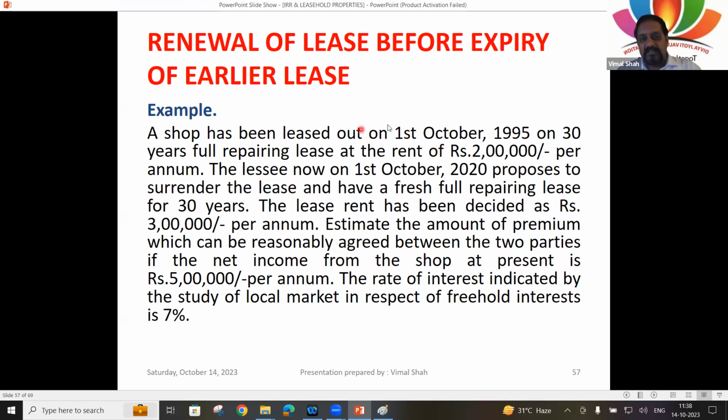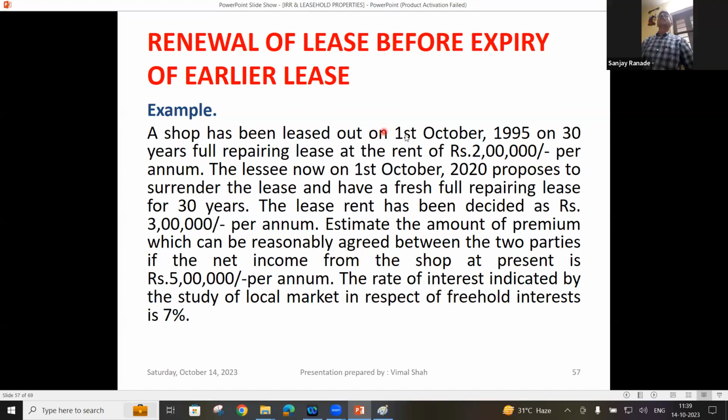A shop has been leased out on 1st October 1995 on a 30 years full repairing lease at a rent of 2 lakhs per annum. The lessee now, on 1st October 2020, proposes to surrender the lease and have a fresh full repairing lease for 30 years. The lease rent has been decided as 3 lakh per annum. Estimate the amount of premium which can be reasonably agreed between the two parties if the net income from the shop at present is 5 lakh per annum. The rate of interest indicated by the study of the local market in respect of freehold interest is 7%.